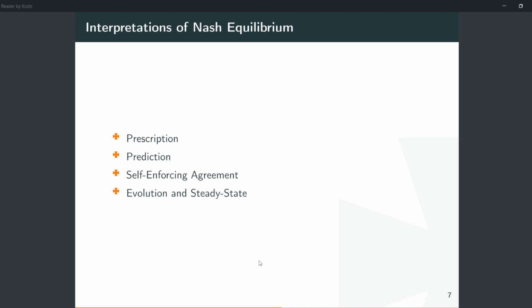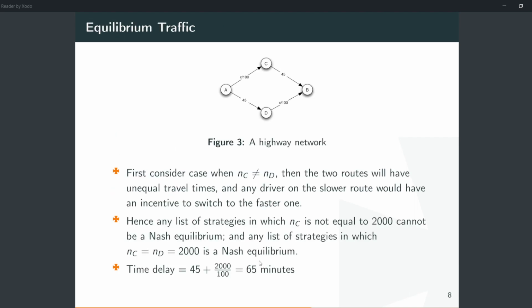And the last is evolution and steady state. This is a potential convergence point of this process. If the game is played multiple times, what will happen in the end? This is like a long-standing social convention that people are happy to maintain forever. This also explains biological evolution. There are many more interpretations, and you are encouraged to look them up.